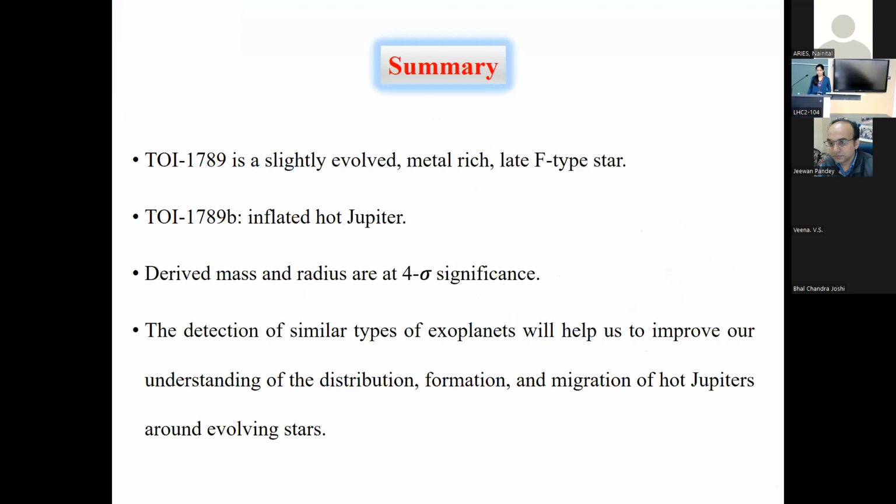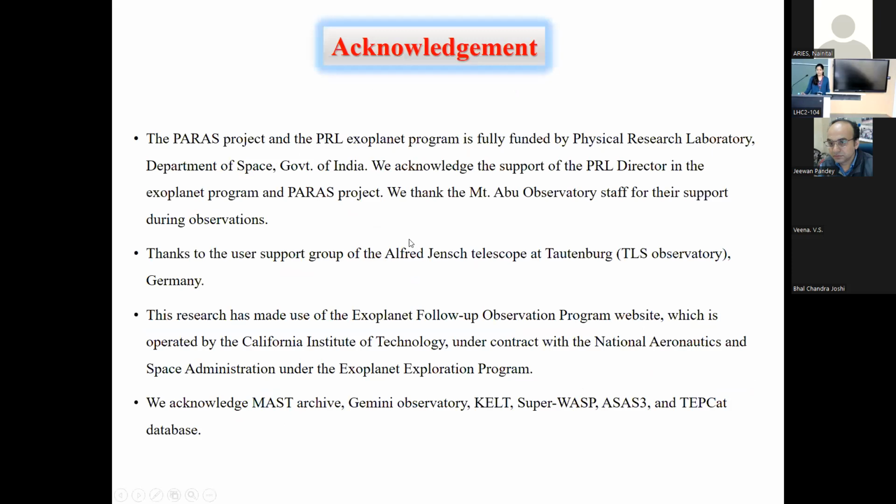Now I am summarizing my talk. We detected a star and planetary system in which the star is a slightly evolved, metal-rich, late F-type star, and our planet is an inflated hot Jupiter, and the derived mass and radius are at 4 sigma significance. The detection of similar types of exoplanets will help us to improve our understanding of the distribution, formation and migration of hot Jupiters around evolving stars. We acknowledge the support of these people. Thank you.